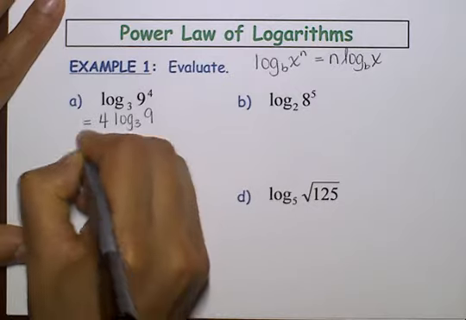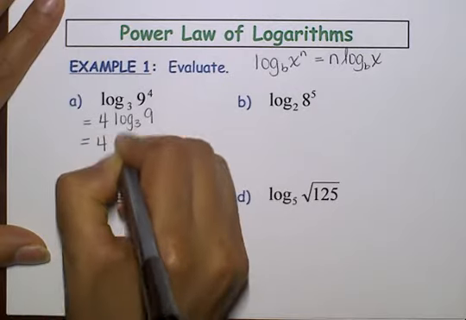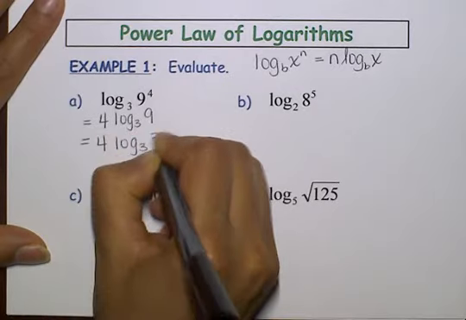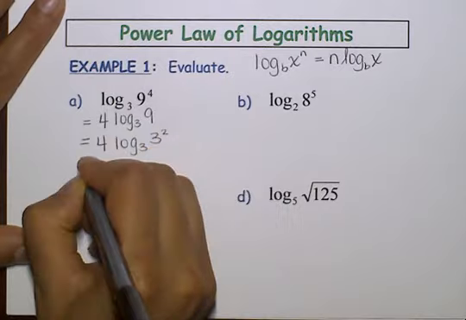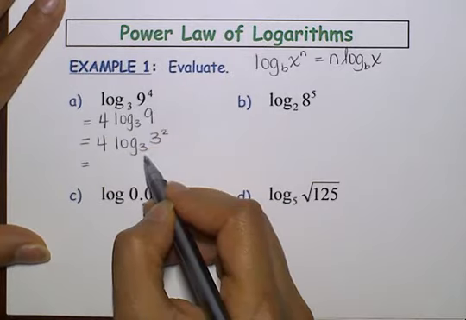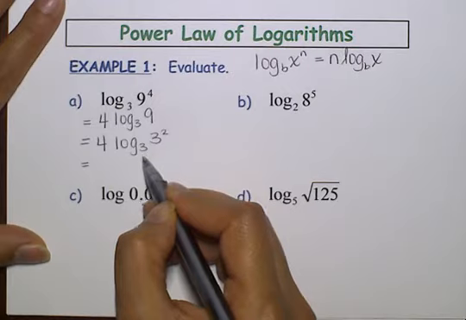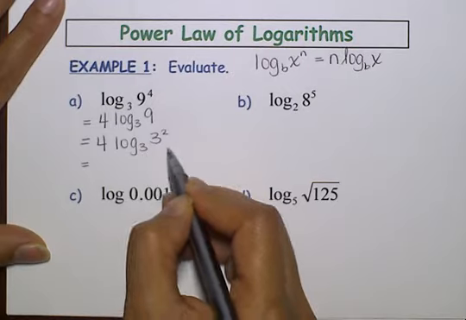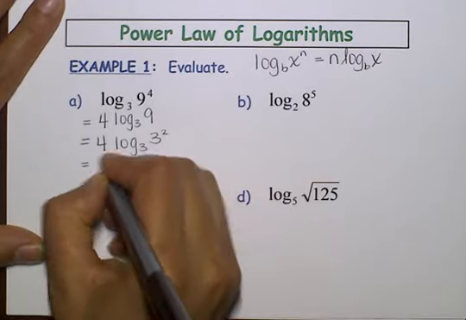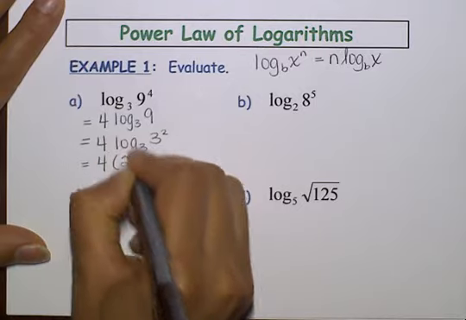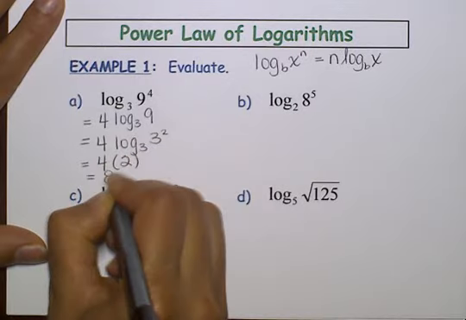And if I continue to simplify this, this is like log base 3 of 3 to the exponent 2. And so the exponent to which I need to apply 3 to get an answer of 3 squared is an exponent of 2. So 4 times 2 gives me an answer of 8.